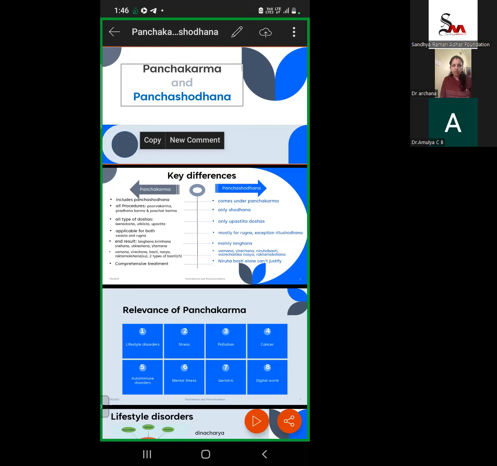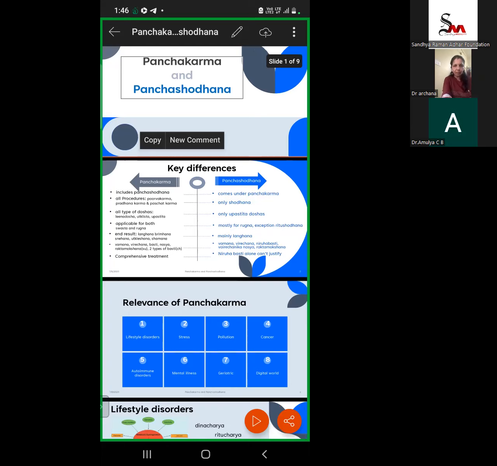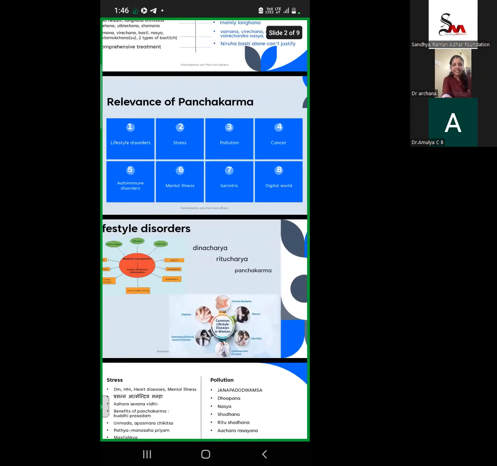Next topic we would like to deal with today is the relevance of Panchakarma. Why should we know about Panchakarma? What is the need? So the first thing is today's lifestyle, right? The major diseases we are encountering today are because of lifestyle disorders, whether it is obesity, diabetes, or cancer, or else migraine, you name anything, lifestyle is contributing a major part in it. So the relevance of Panchakarma, I have dealt with in these 8 points. First thing is lifestyle disorder.